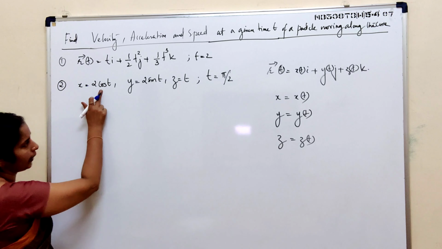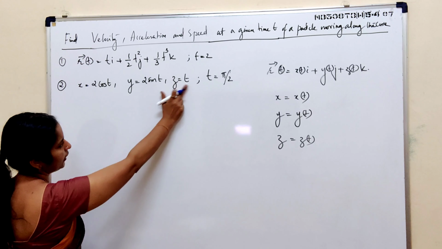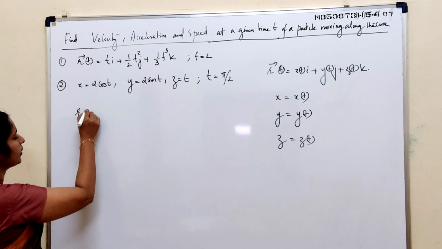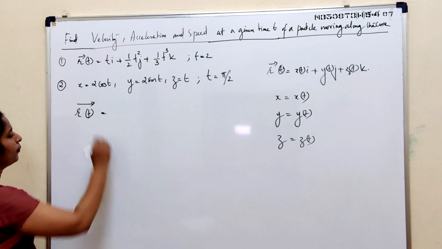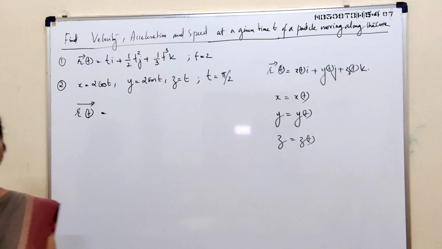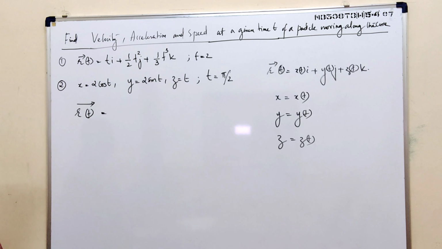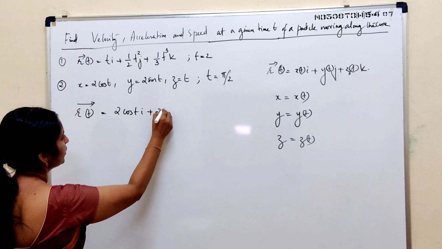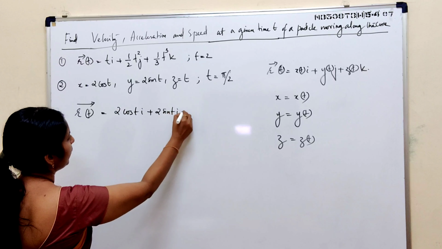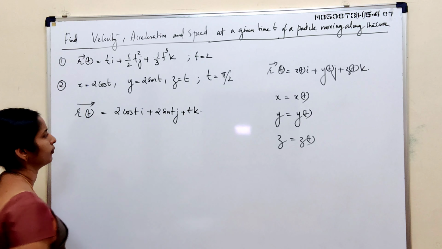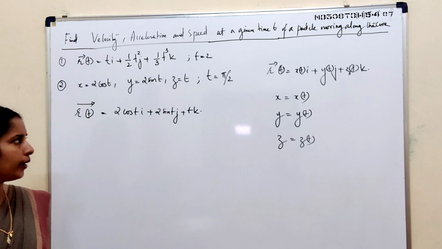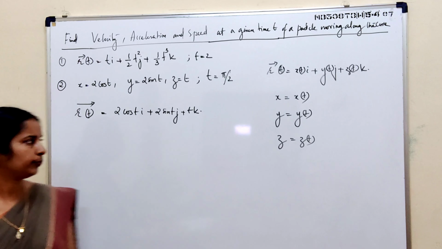Here, the parametric equations are given, like x = x(t), y = y(t), z = z(t). So, first you have to write the path of the moving particle, that is the equation of the curve, and it is 2cos t i + 2sin t j + tk. We have to find velocity, acceleration and speed when time t is equal to π/2.